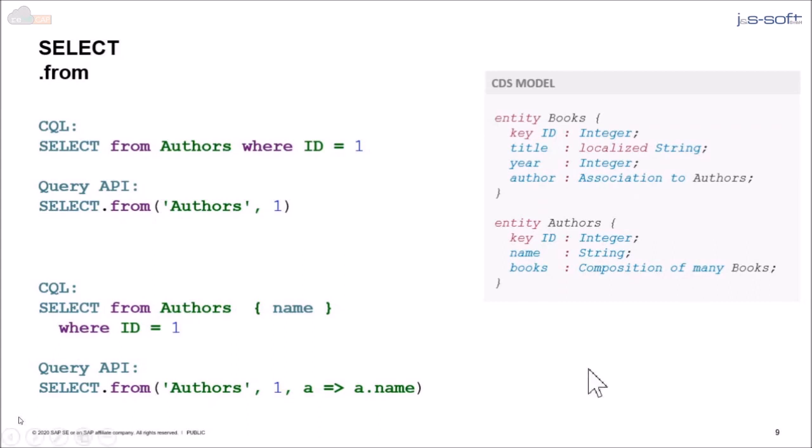The second example is also not so complicated, not so complex. You see here it's the same, but in this case I'm only interested in the name column, which I want to select from the authors entity. Again, with the same condition, ID equal to 1. And for this, I can again use the from method. But in this case, I will use also the third parameter, which describes which columns I want to select.